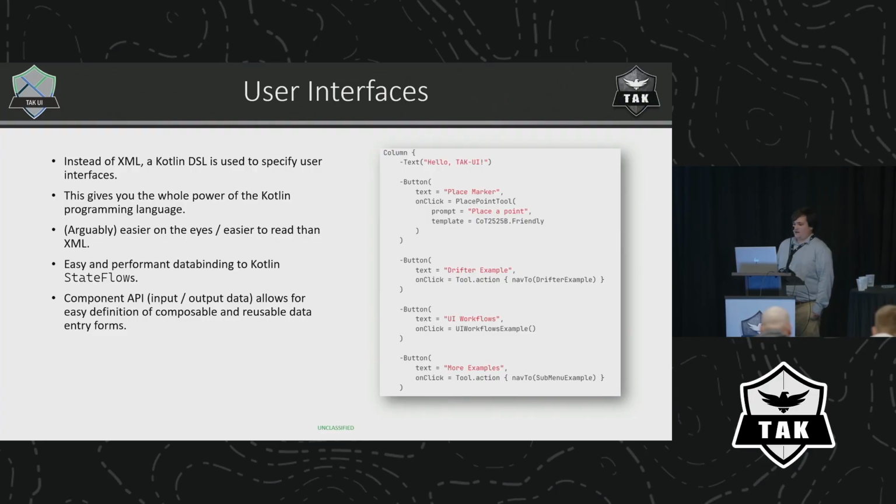And as part of this API, we also allow for performant data binding to Kotlin state flows. That's the construct we use for reactivity in TAK UI. So that's how you would achieve more advanced data binding. And finally, we also have an interesting component API, which allows you to specify input and output data. I probably won't be able to get too much into that today, but essentially what that allows you to do is have APIs for things like reusable data entry forms, very simply. And so that's an advantage that we actually have over something like Jetpack Compose. We actually make that easier than Compose itself.